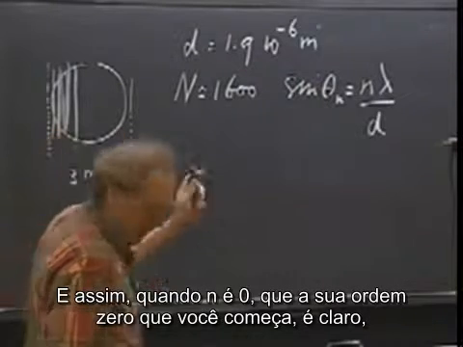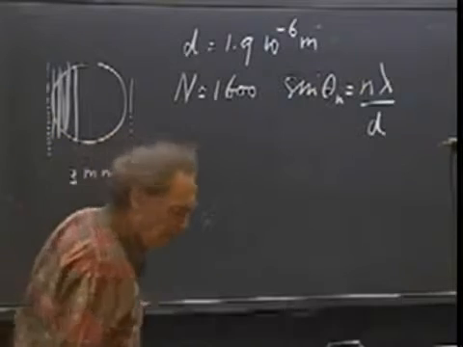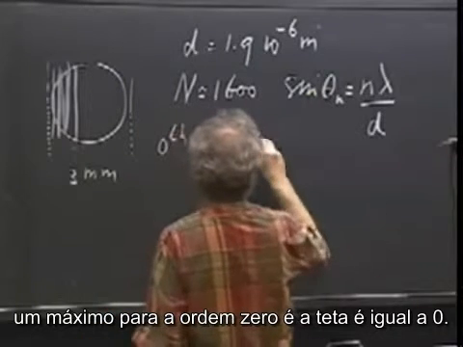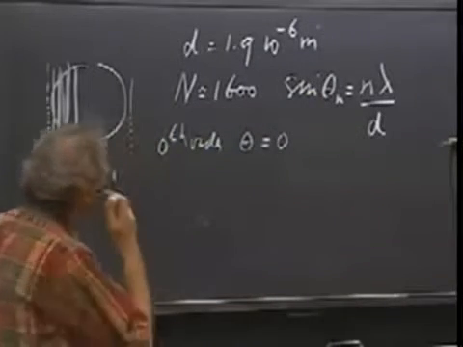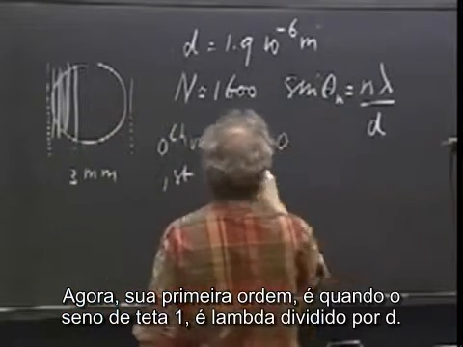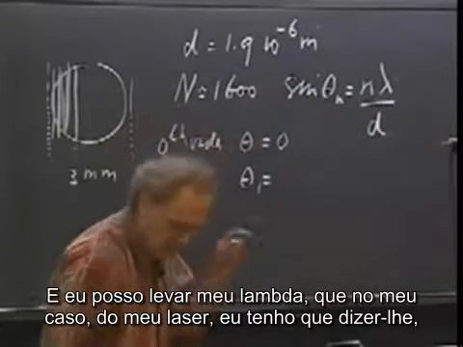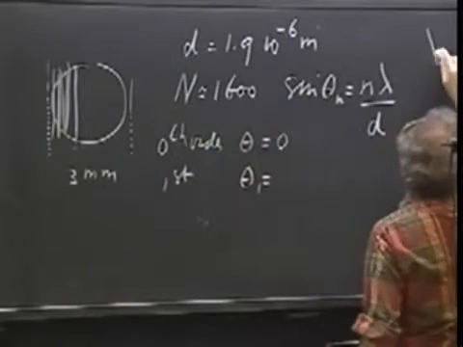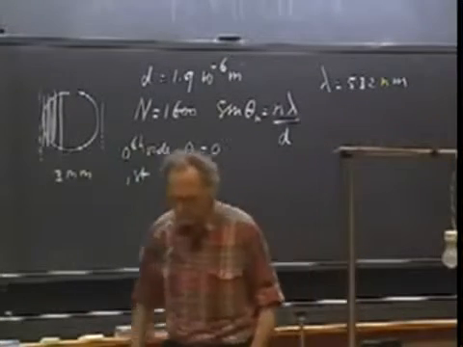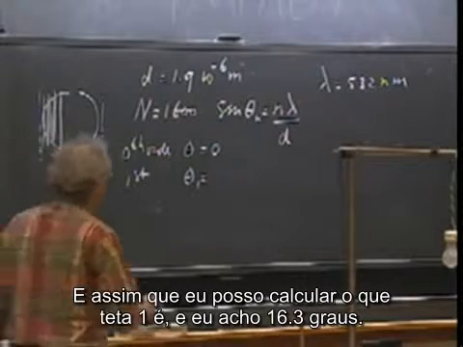And so when n is 0, that is zeroth order, you get, of course, a maximum. So the zeroth order is at theta equals 0. Now your first order is when the sine of theta 1 is lambda divided by d, and I can take my lambda, which in the case of my laser, I'll have to tell you, my lambda is 532 nanometers. It's green. And so I can calculate what theta 1 is, and I find 16.3 degrees.